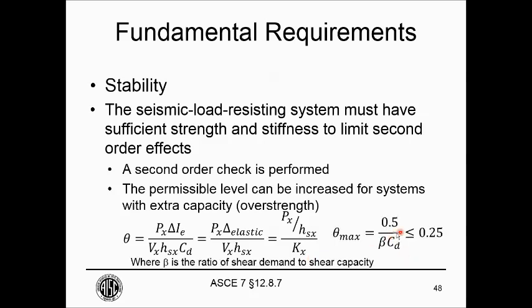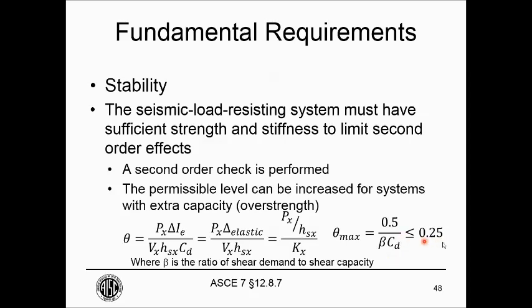And the maximum is this 0.5 divided by beta divided by C sub D. C sub D is here because if the system does have a lot of inelastic drift as represented by a high C sub D factor, we want to make sure the second order effect isn't that great. And beta is the ratio of our shear demand to our shear capacity. So that beta factor, if we're way over designed in our frame, that beta factor can be low, and that means the maximum theta that we can tolerate can be high.